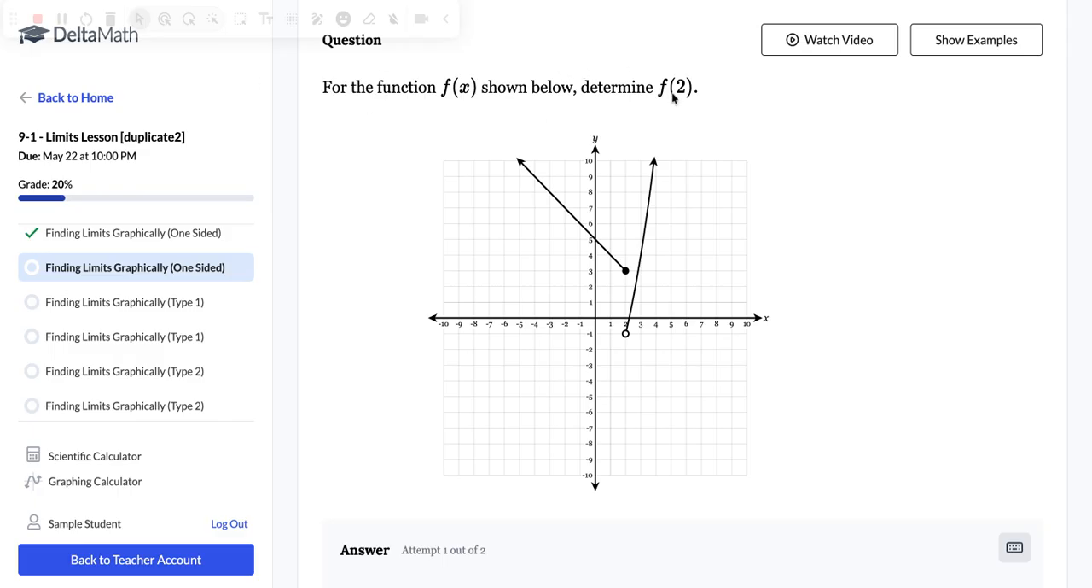Now, this is not a limit question. It is just asking, what is f of 2? What is the value of y when x is 2? And here's the function. Here's the other part of the function. When x is 2, not defined there, defined right there. And your y is 3.